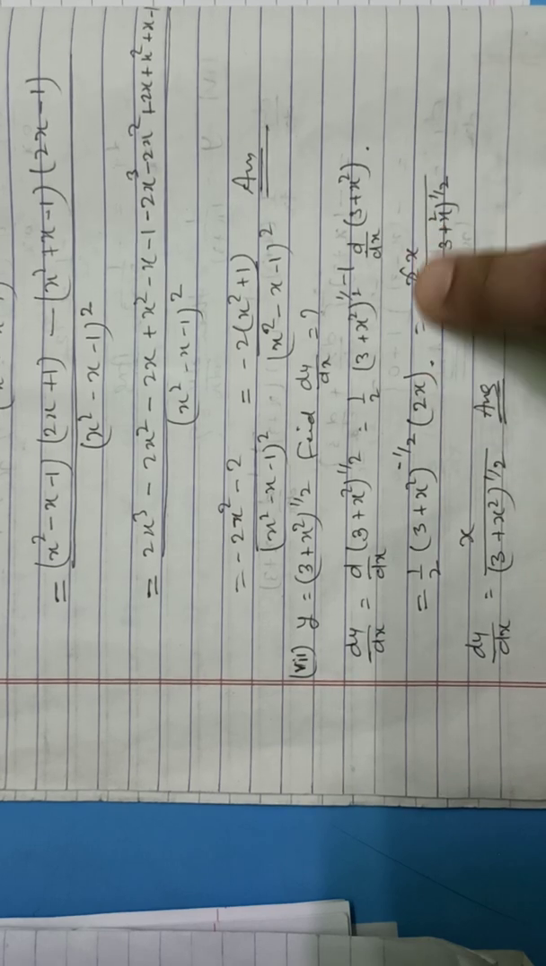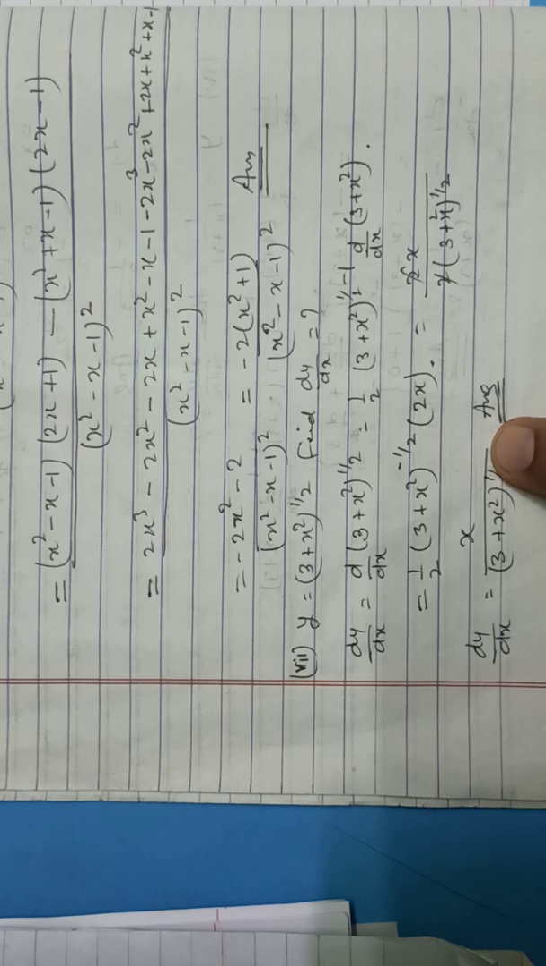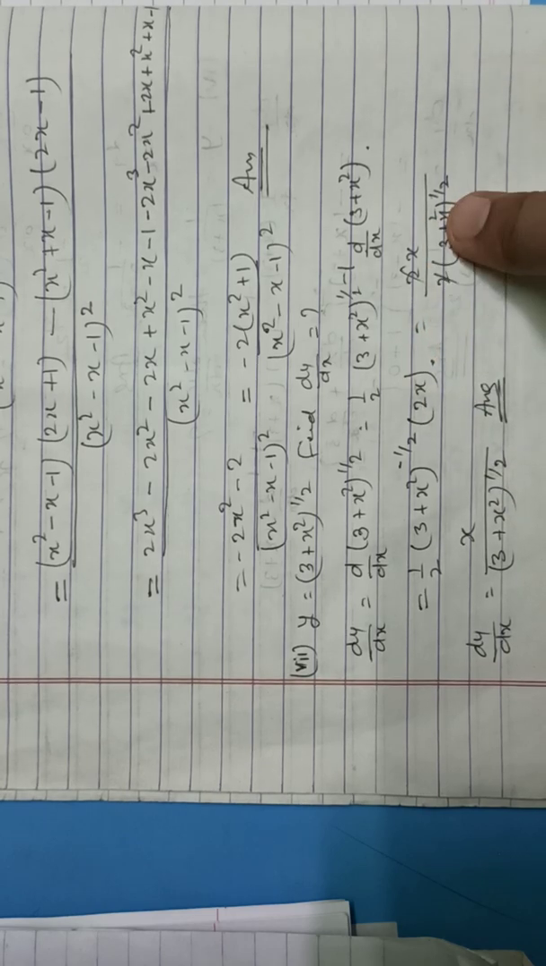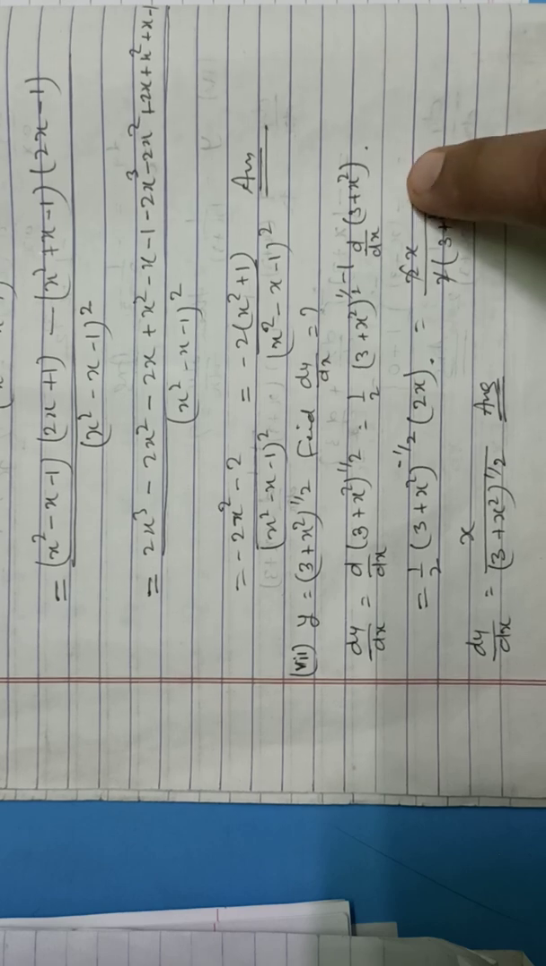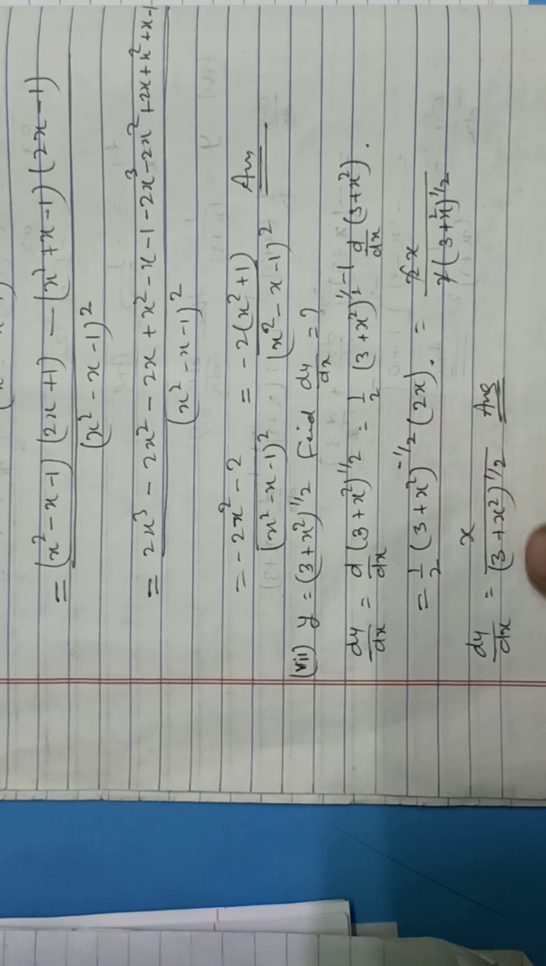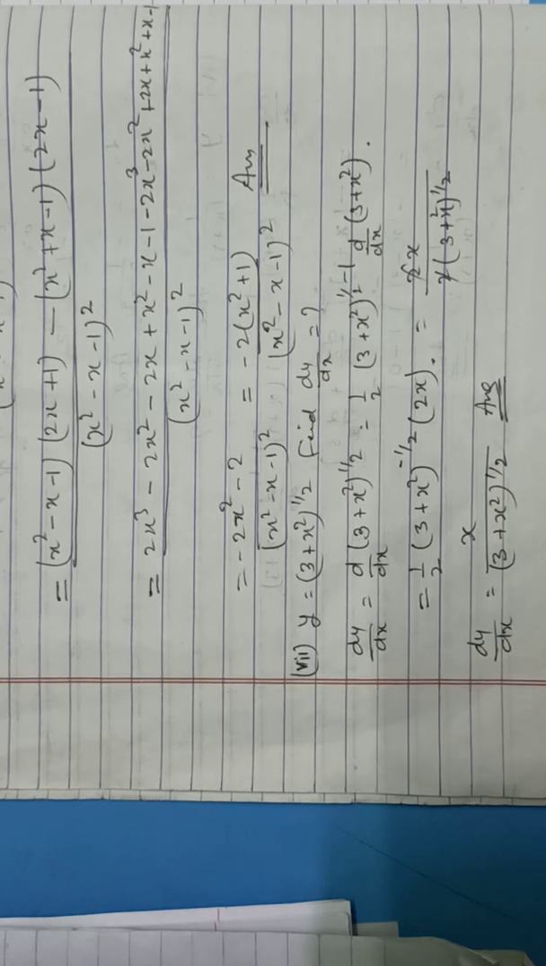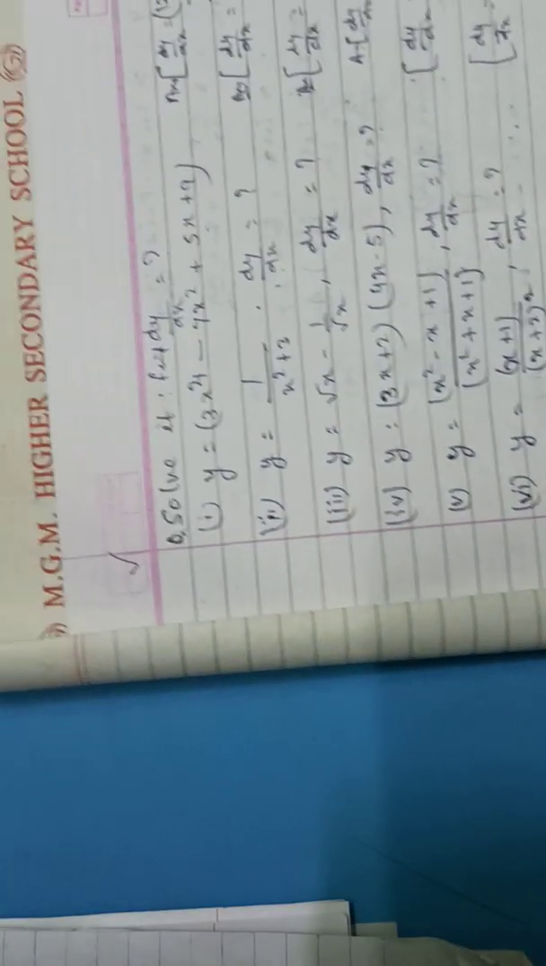Now we write this: minus half is taken to the denominator side. We get 2x by 2 into (3 plus x square) to the power half. Therefore, dy by dx is equal to x by (3 plus x square) to the power half. That is your answer.